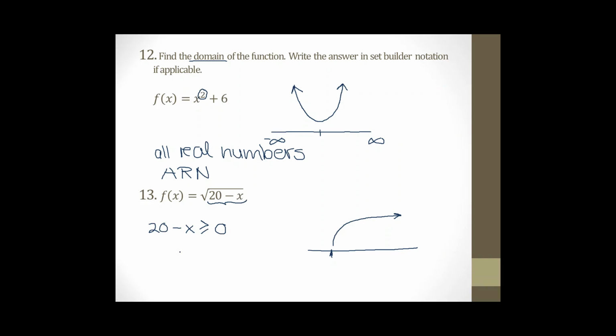Now you're solving for x, so subtract 20 from both sides. Negative x is greater than or equal to negative 20, and then divide by a negative 1. Remember what happens if you're dividing by a negative number, the sign flips, and it's x less than or equal to positive 20. Okay, so writing this in set builder notation, x such that x is less than or equal to 20. So different functions, different ways to find their domain. Get familiar with all different types of functions and how to find the domain. But here are two of them.